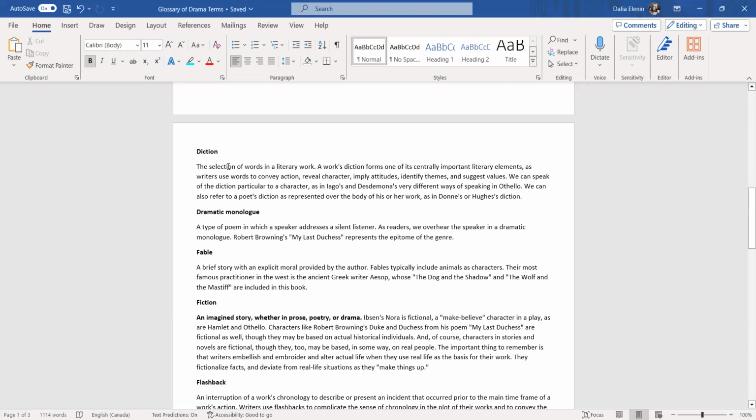And this is also something you need to comment on when you have a question that asks you to analyze a scene or to comment on a scene. You need to talk about the diction and the choice of words.